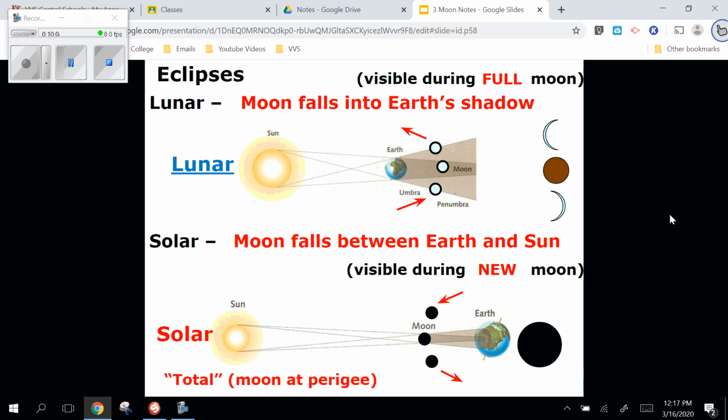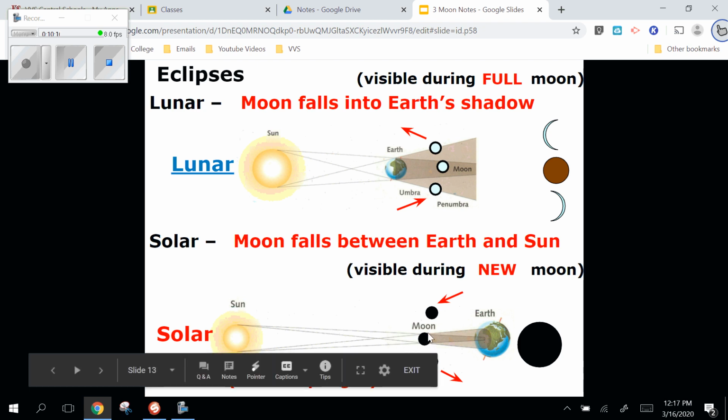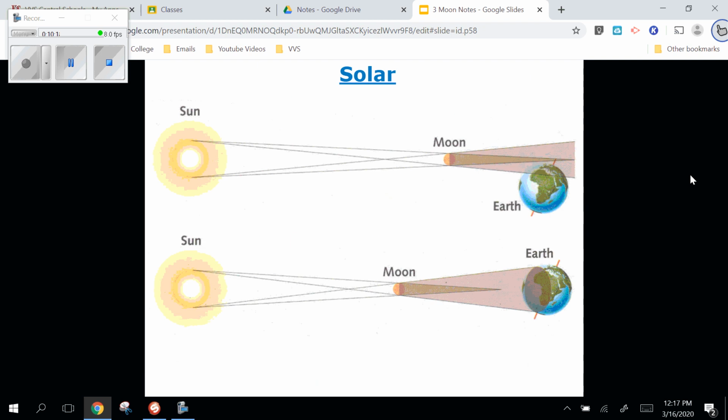This one here happens to be called a total solar eclipse. If the moon is at perigee, meaning it's close to the Earth, it can look big enough in the sky that it could conceivably block out the entire sun, and that's called a solar eclipse. All right?